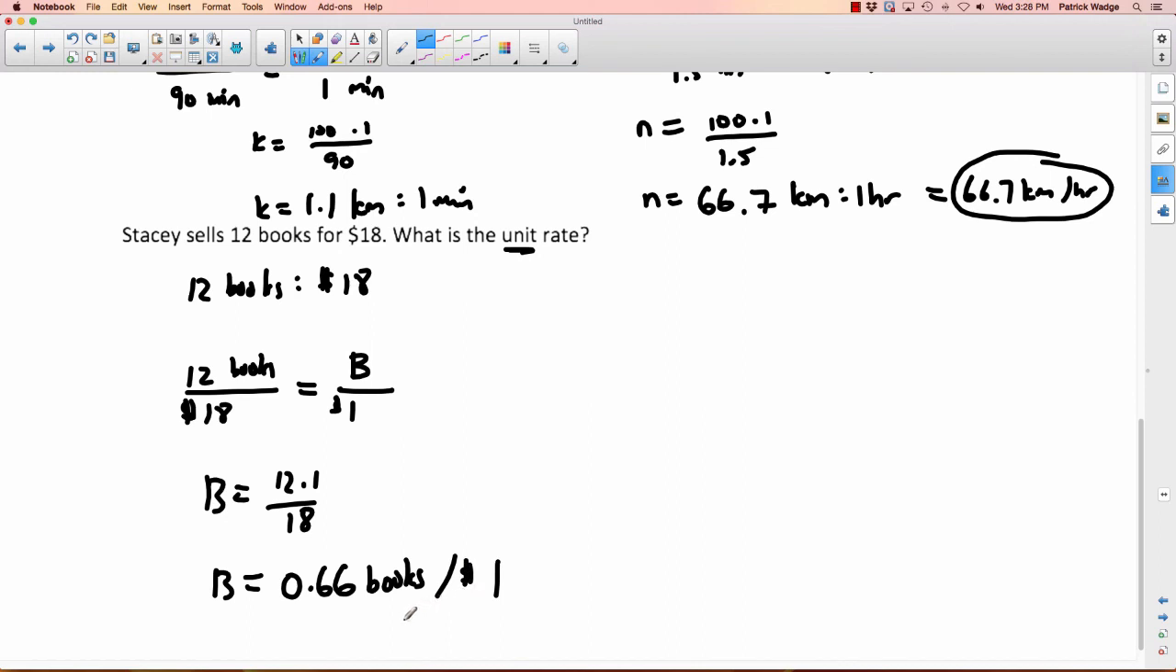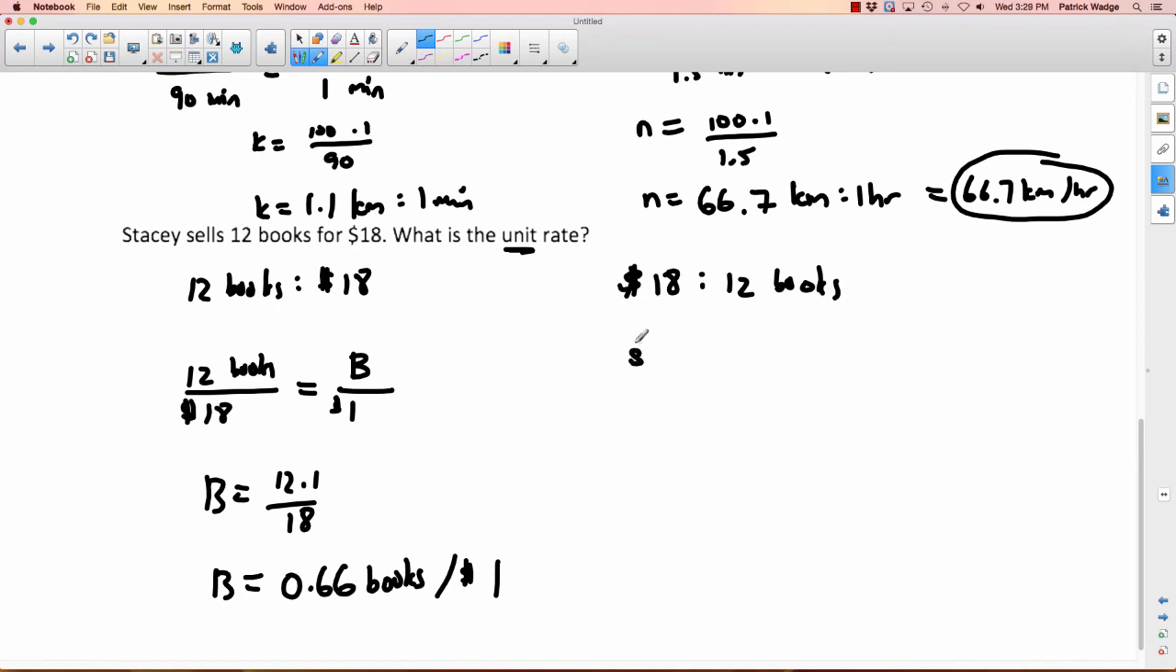Okay, again, that's kind of weird. It's not wrong. It's true. That's a unit rate. But if someone says, how expensive are the books? You don't usually say, oh, well, for $1 you can get 0.66 books. It's not the dollar we want to be unit rate. We want the number of books to be the unit rate. So actually, what would be smart to do in this one, instead of going number of books per dollar, write it as number of dollars per book. Just turn it around.